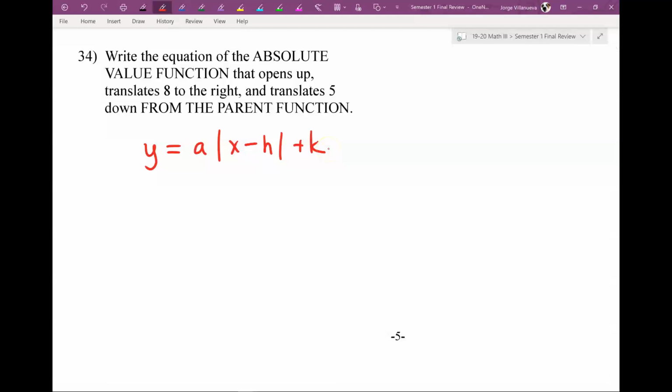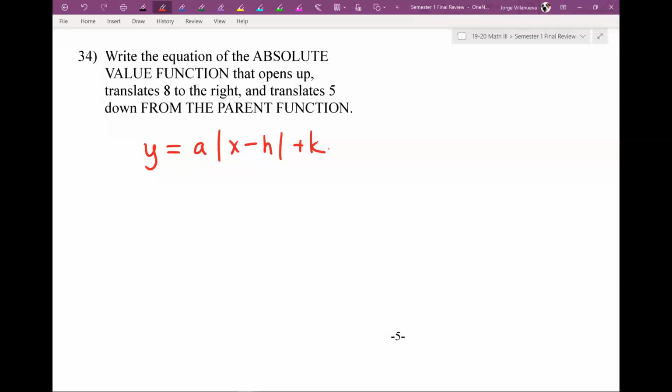Now, first off, let's do the first part that it tells us. Write an equation, the absolute value function that opens up. Now, notice they don't tell us that it scales or that it has a multiple of, nothing like that.